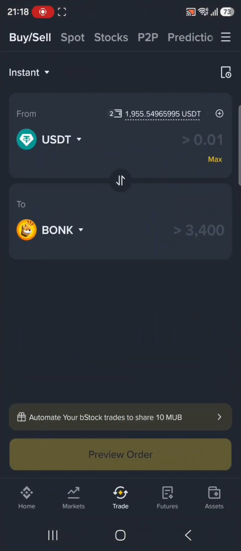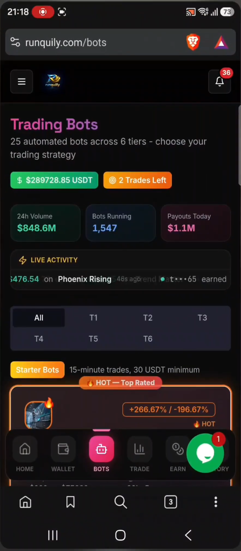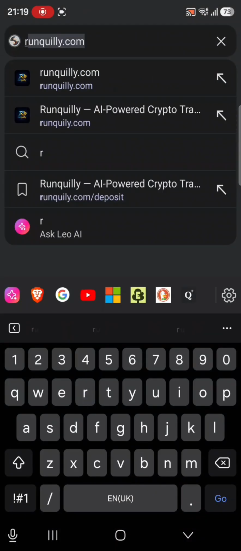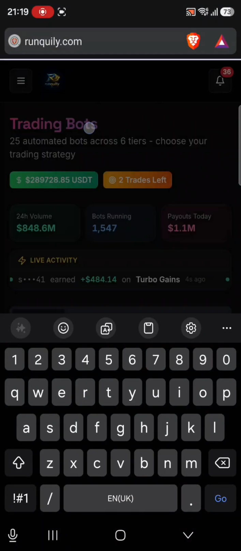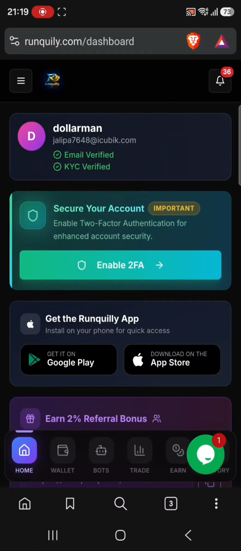That is a centralized platform like Binance. Mine, I'm using Binance. You can substitute with Bybit, OKX, and MEXC. And also, you'll need a decentralized platform like ranquilly.com. So go to your browser, search ranquilly.com, and make sure you register your account. That is, you verify your email and KYC. So a verified account should look like this.